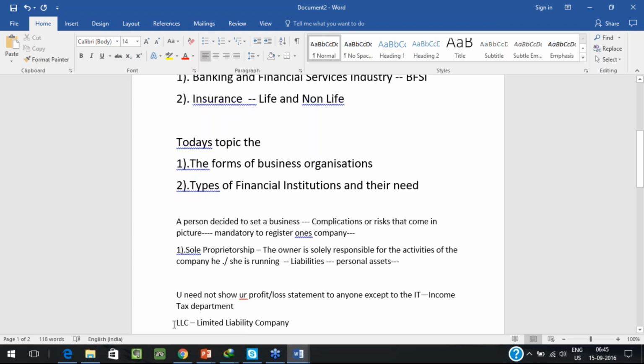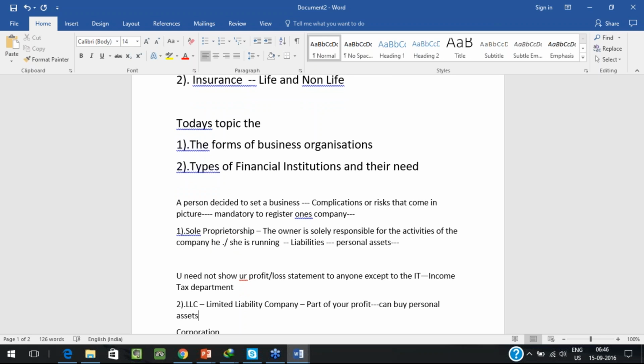Now the next one is LLC, or limited liability company, which means here it's the same as sole proprietorship, but part of your profit you can use to buy personal assets, which are not company property, but are earned as you are the owner of that LLC company. And if any loss is incurred and you are liable to pay any of the debts, these personal assets that are bought from the profit of the LLC cannot be auctioned, or cannot be under the scanner of the lending organizations. So that's one advantage of having an LLC.